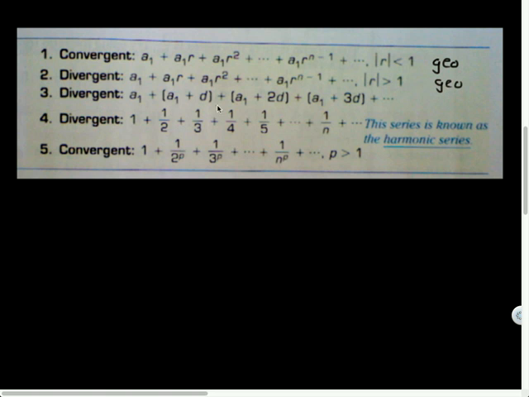What kind of series is series 3? Arithmetic.